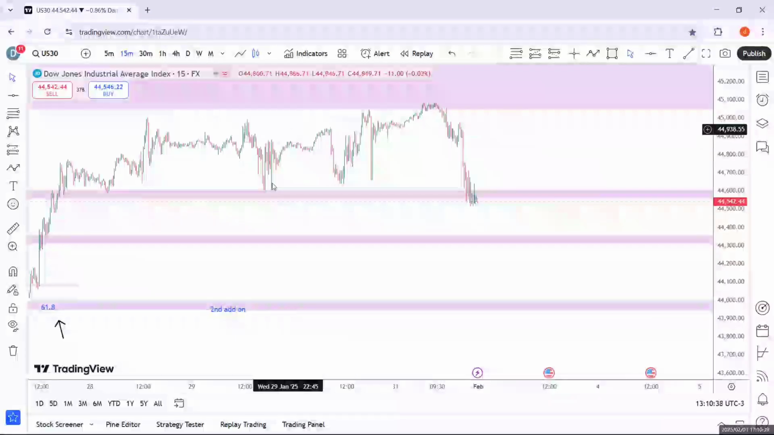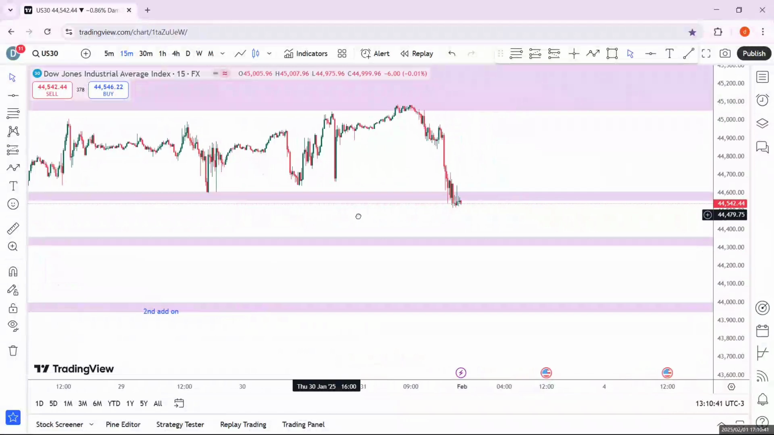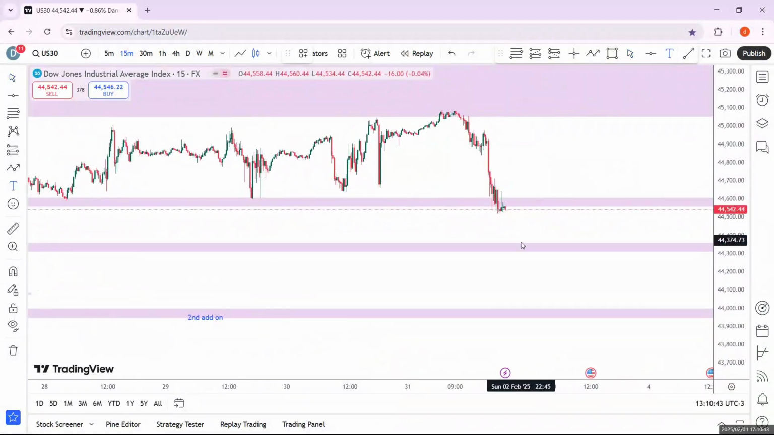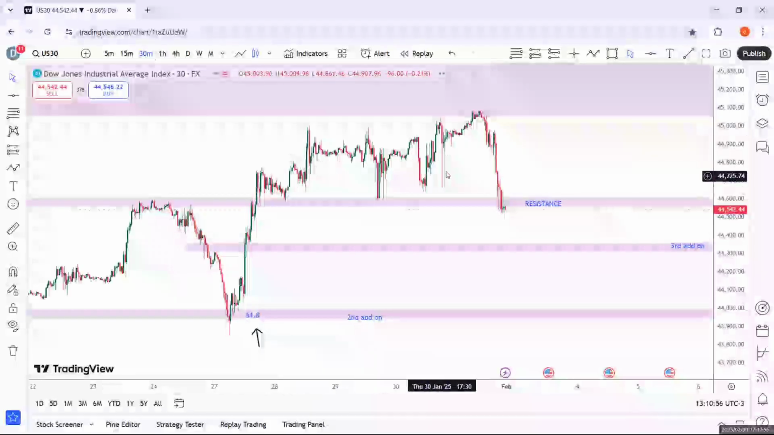Okay, so we identified all these levels here. We identified this level here as what? As a 61.8 level. And we also identified this level right here as a resistance level. Okay, so let's go back to the 30 minutes again to see these levels.